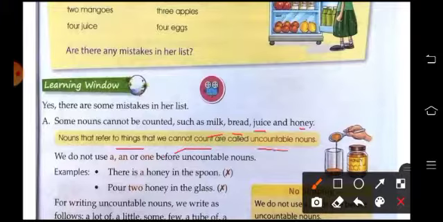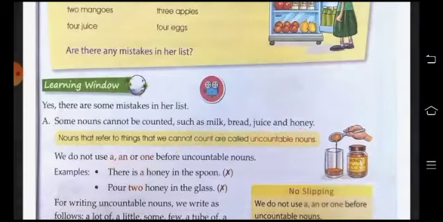We do not use a, an or one before uncountable nouns. For example, "There is a honey in the person." "Pour 2 honey in the glass." So these both are wrong.